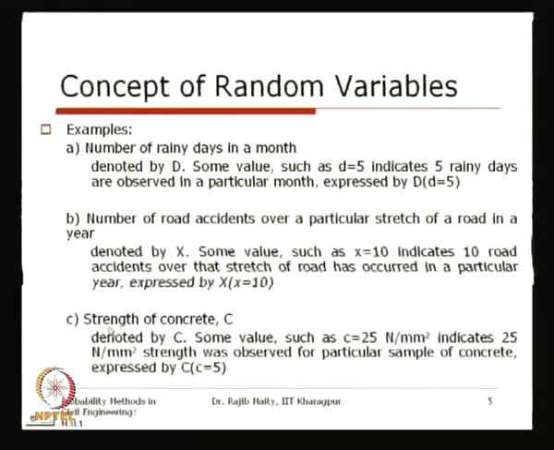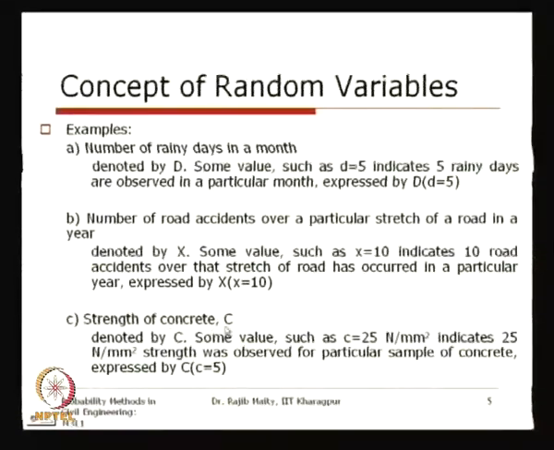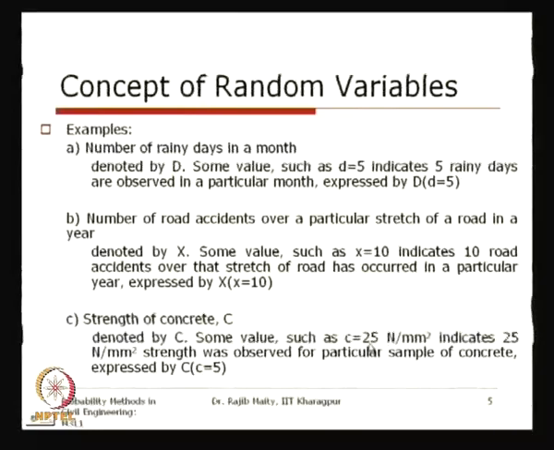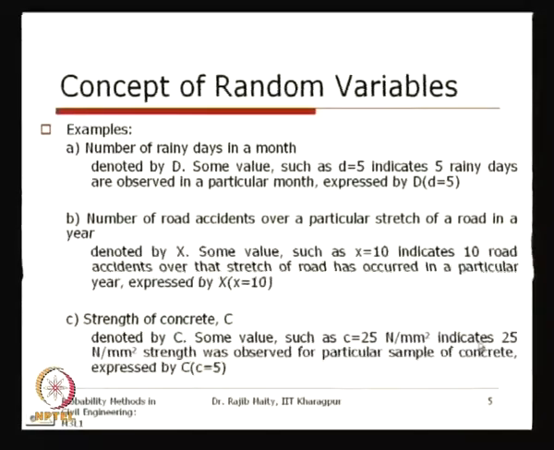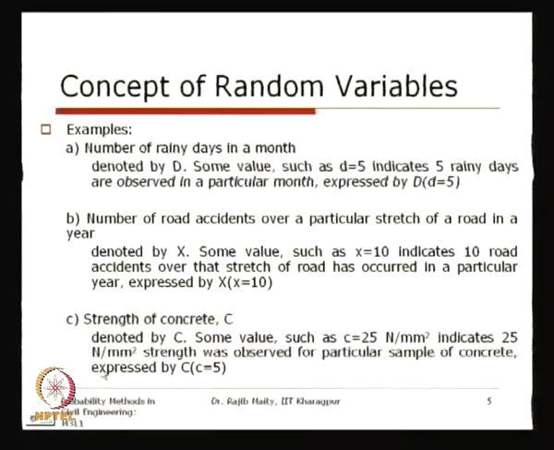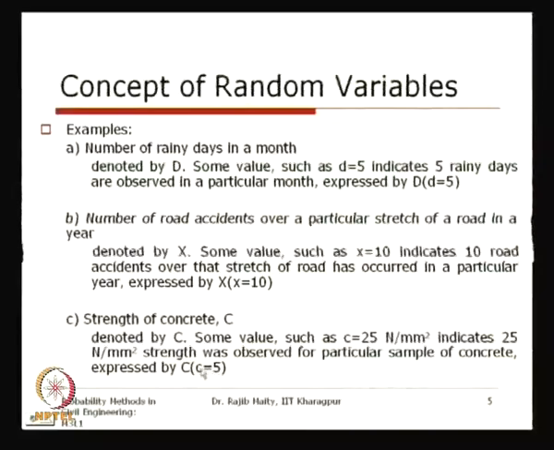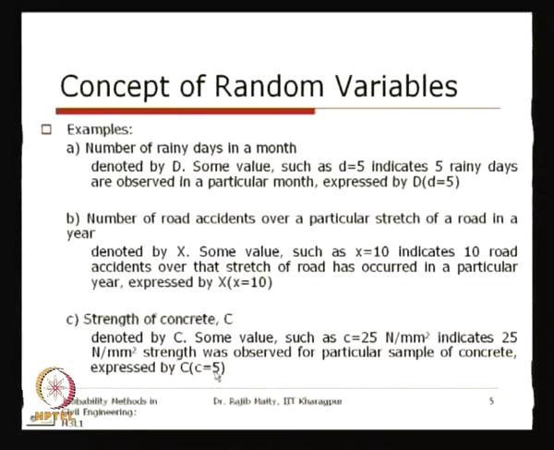The last one, say the strength of concrete. If I designate it as C, then a specific value such as C equals 25 Newton per millimeter square indicates that a strength of 25 Newton per millimeter square was observed for a particular sample of concrete, which is expressed as C in parentheses C equals 25. Sorry for the mistake, this should be 25.